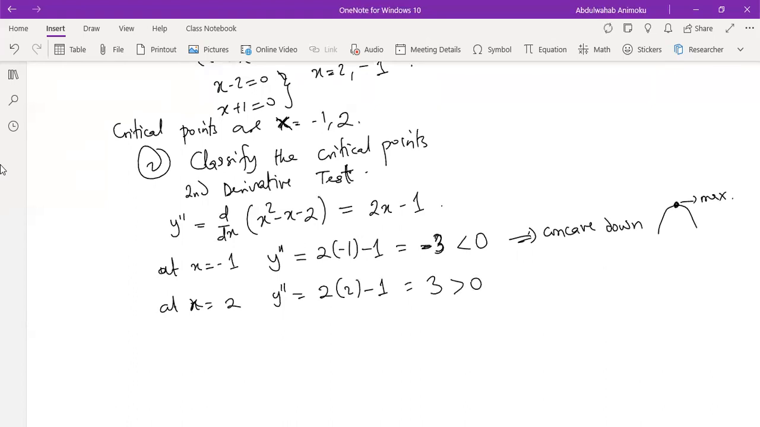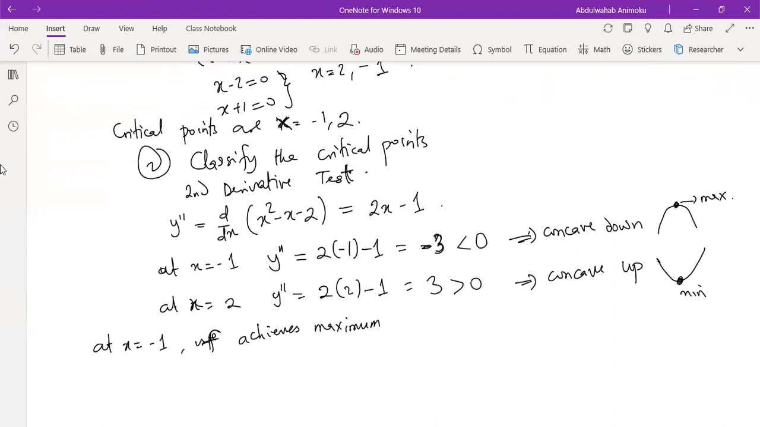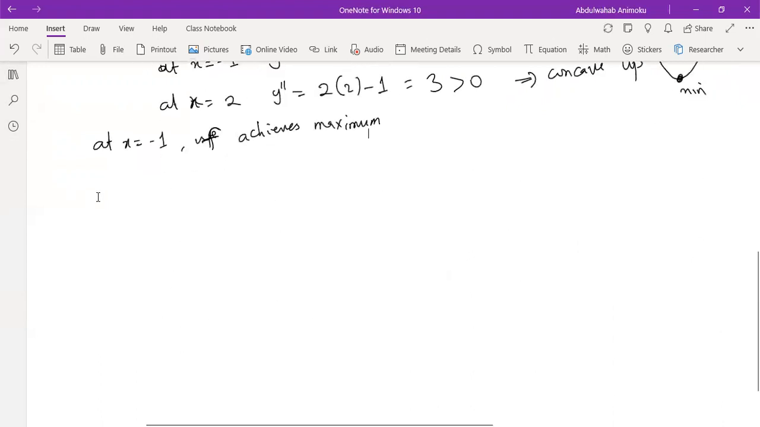Now, when you have positive, it means this is what? Concave up. So that's how to simply recognize it, concave up, right? And then you know that you have a minimum at this point. Okay, so we can easily say that at x equal to minus 1, f achieves maximum. So we can quickly conclude this. And at x equal to 2, f achieves minimum.